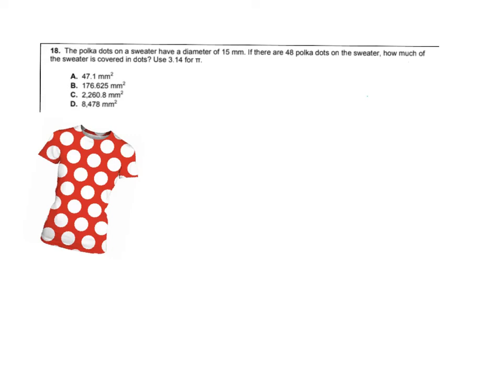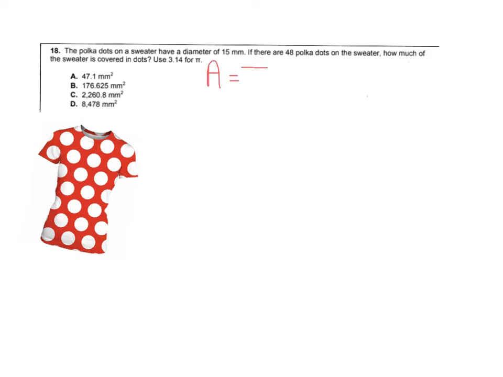Okay, today we're going to learn how to apply what we've learned about the area of a circle to real world situations. So we have a question here. It says the polka dots on a sweater have a diameter of 15 millimeters. If there are 48 polka dots on the sweater, how much of the sweater is covered in dots? Use 3.14 for pi.